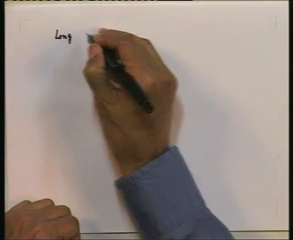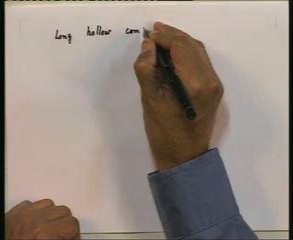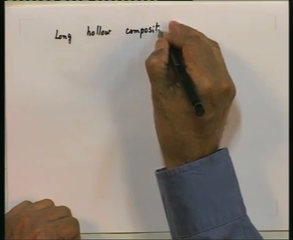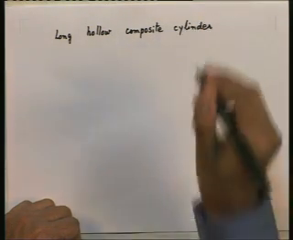Towards the end of the last lecture, we were considering the case of a long hollow composite cylinder. You will recall that we had derived expressions for the thermal resistance of the long hollow composite cylinder, which consisted of two materials with conductivities K1 and K2.